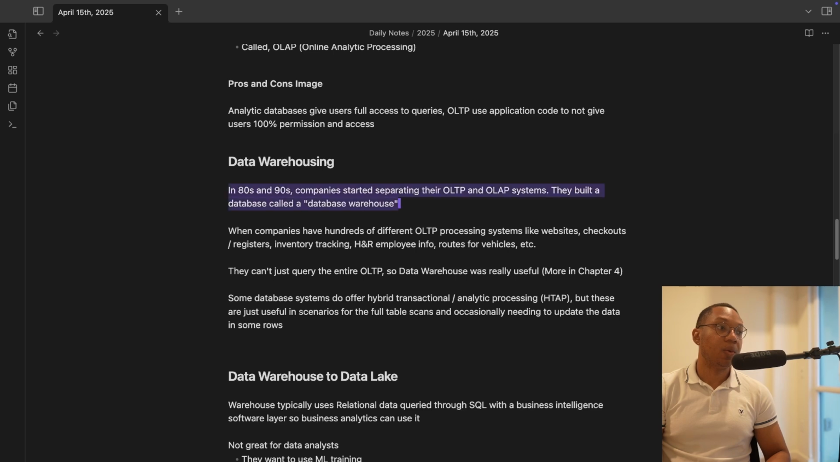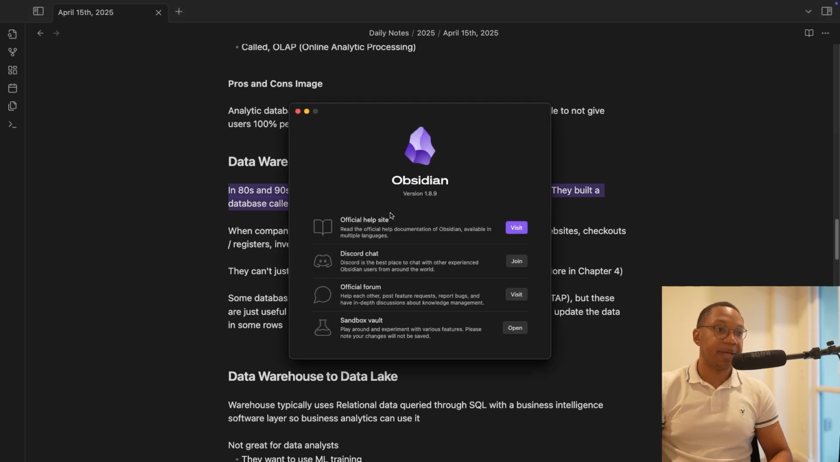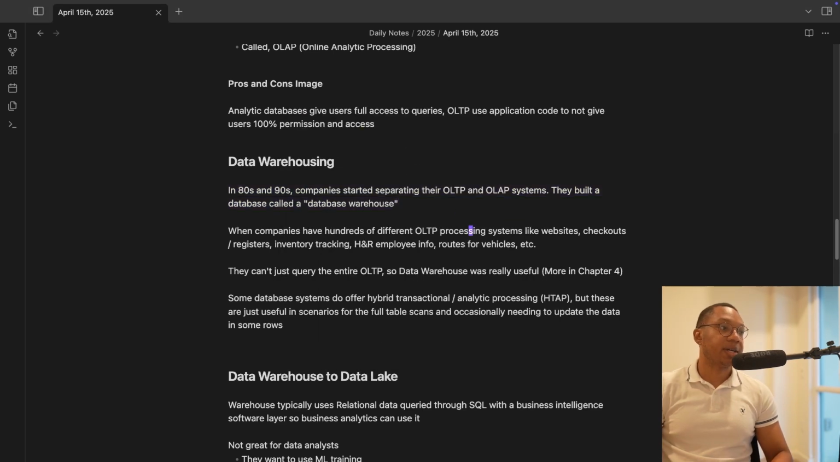What I told you earlier was that companies separated the OLTP and the OLAP systems. Another thing is that they also built out data warehouses, because there's tons of processing that can be happening. What's this website? What's the checkout? What are the registers? What's the inventory? What's the HR employee info? What are the routes for the vehicles? All of this stuff, we just separate the databases, and then we can put them into different regions, like all in a house together. And that separation is going to be useful.